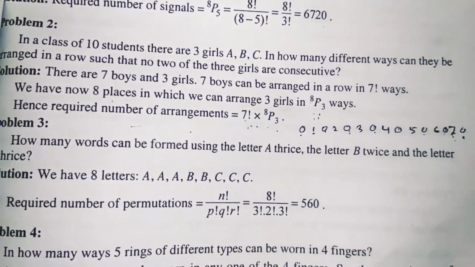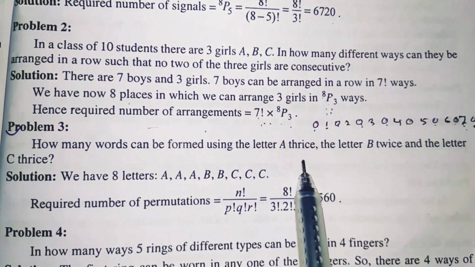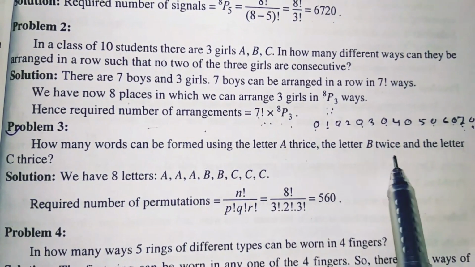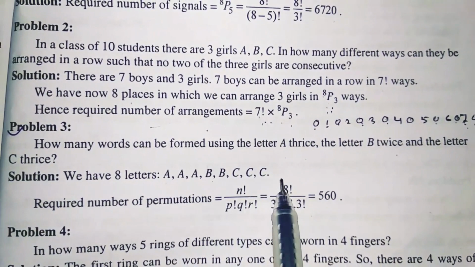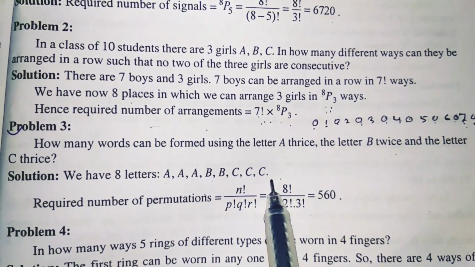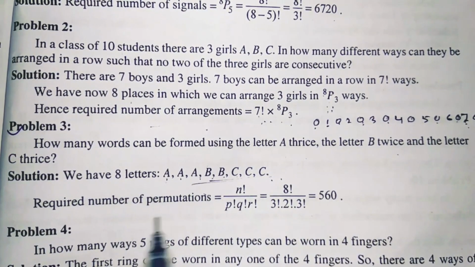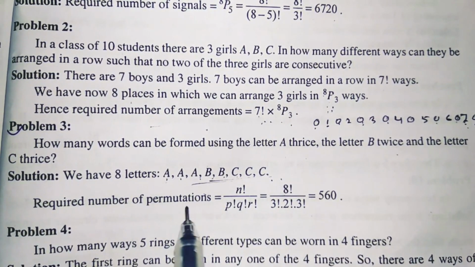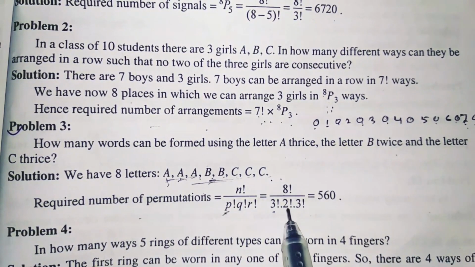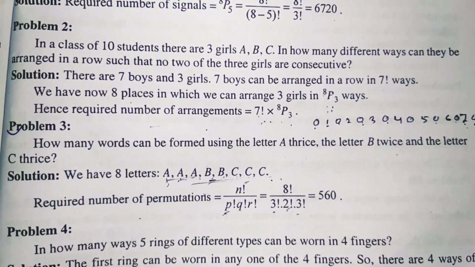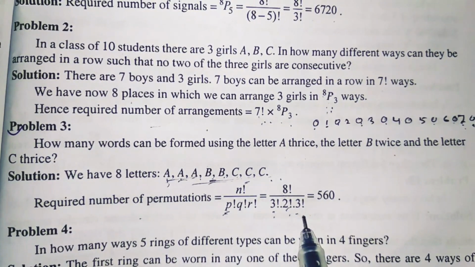The next problem is: how many words can be formed using the letter A thrice, that means A occurs 3 times, the letter B twice, B occurs 2 times, and the letter C occurs thrice? So this is A, B and C. How many different words can we form? Here we have a total of 1, 2, 3, 4, 5, 6, 7 and 8 letters, so N is equal to 8. Now A is repeated 3 times, B repeated 2 times and C repeated 3 times. According to the formula, it is 8 factorial divided by 3 factorial, 2 factorial and 3 factorial, and hence the result.